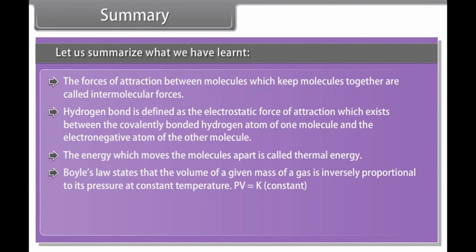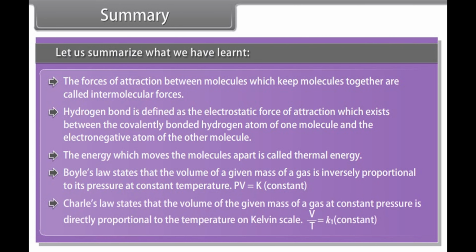Boyle's law states that the volume of a given mass of a gas is inversely proportional to its pressure at constant temperature. PV is equal to K is constant. Charles' law states that the volume of a given mass of a gas at constant pressure is directly proportional to the temperature on Kelvin scale. V by T is equal to K1 is constant.